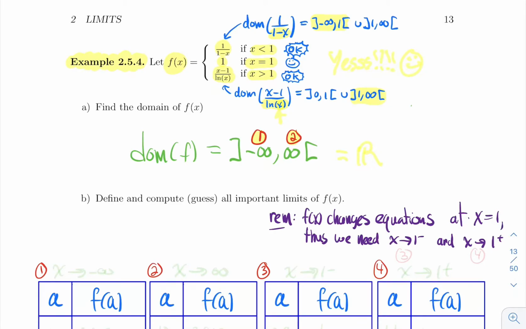So now we get another two important limits. Approaching 1 from the left, I'm going to call that 1, 3, and to the right, I'm going to call that 1, 4. So 4 important limits, so 4 tables for us to construct. The first one is when x goes to minus infinity. Again, here the order does not matter. The second one is when x goes to plus infinity. The third one is when x goes to 1 from the left. And the final one is when x approaches 1 from the right.